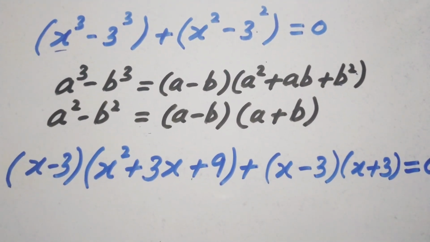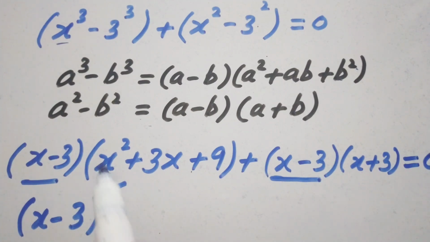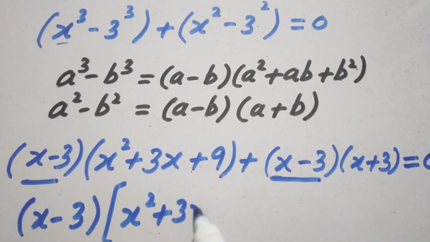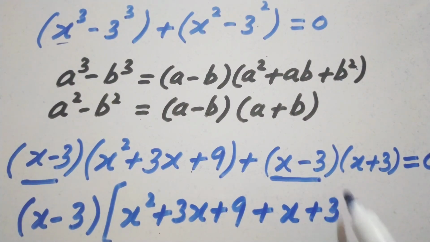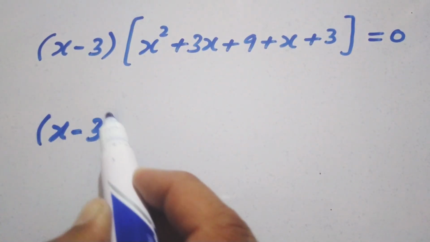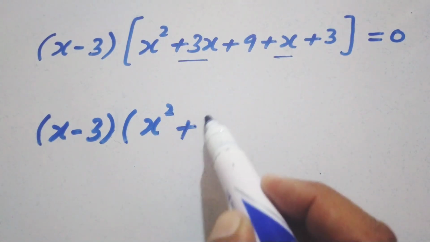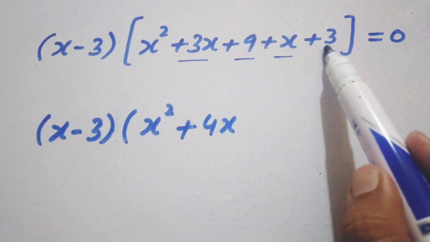Now we can factor out x minus 3. By taking common x minus 3, inside here x squared plus 3x plus 9 plus x plus 3 will be left, and these two factors are equal to 0. Now this will become x minus 3 into x squared, 3x plus x, 4x, and 9 plus 3, 12.